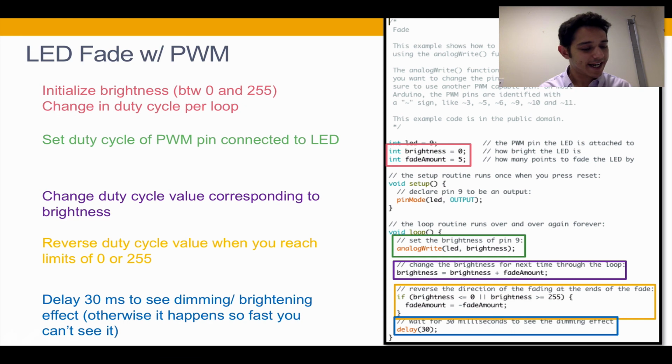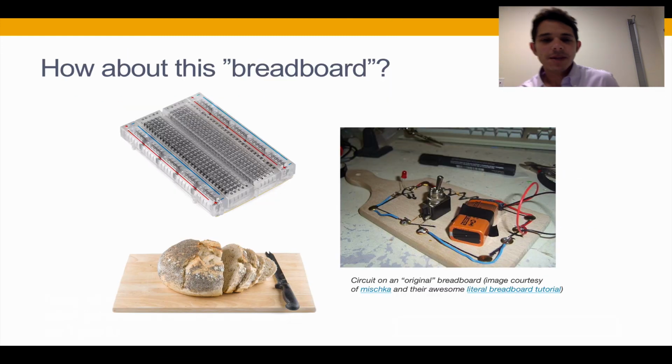Note that the Arduino operates at 16 megahertz, so if we didn't have this delay, it would happen so fast that we couldn't really see anything. So that's why we have this delay of 30 milliseconds. Okay, so that's the LED fading example, and you're going to work more on this in lab 1, part 1.